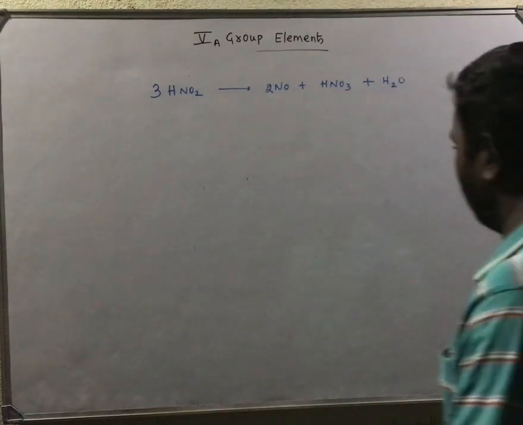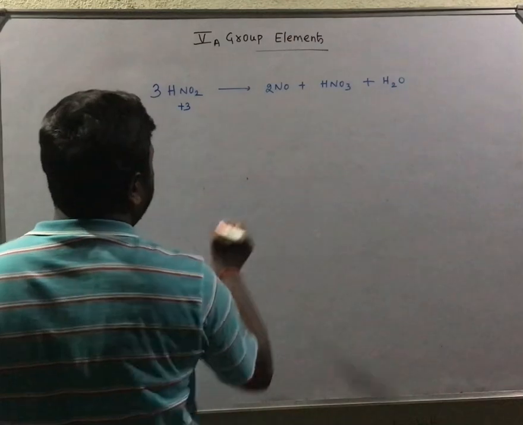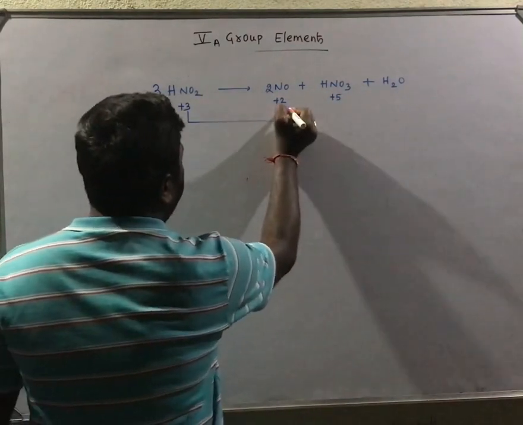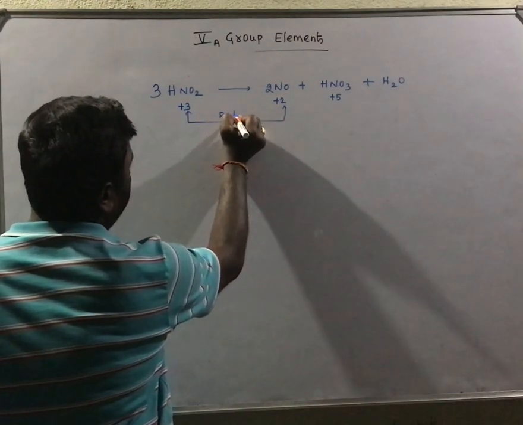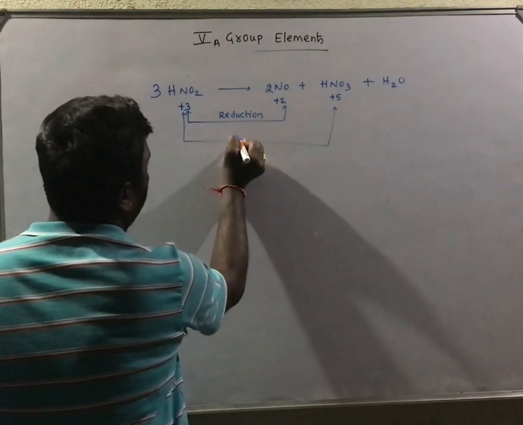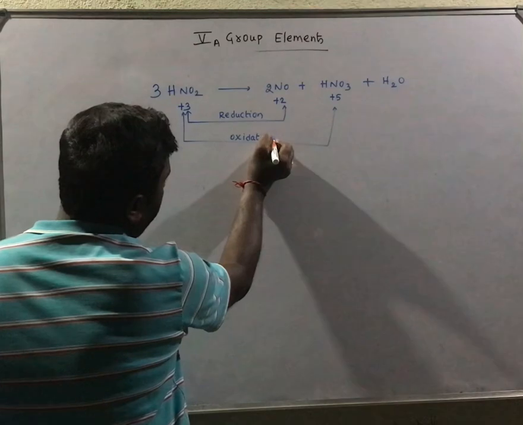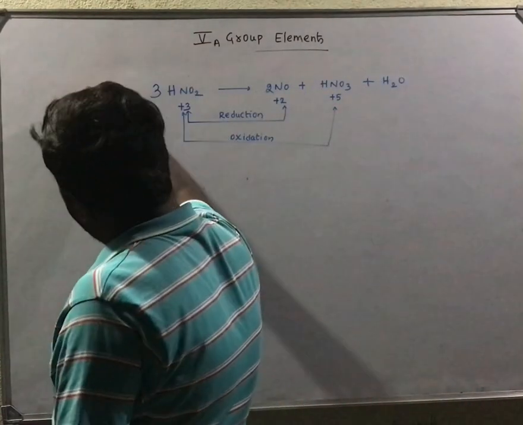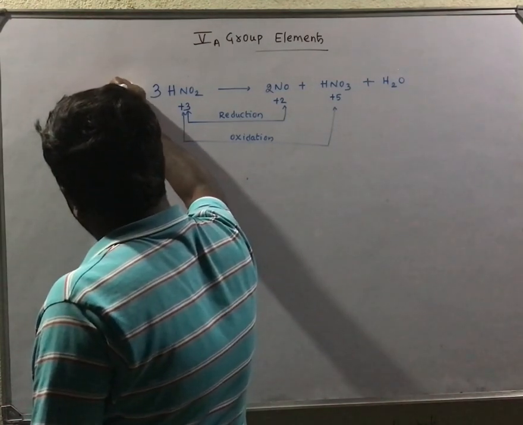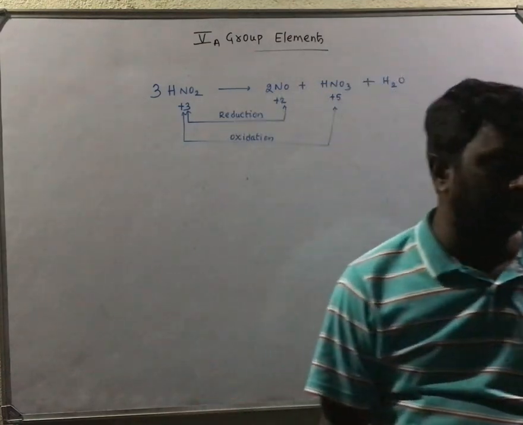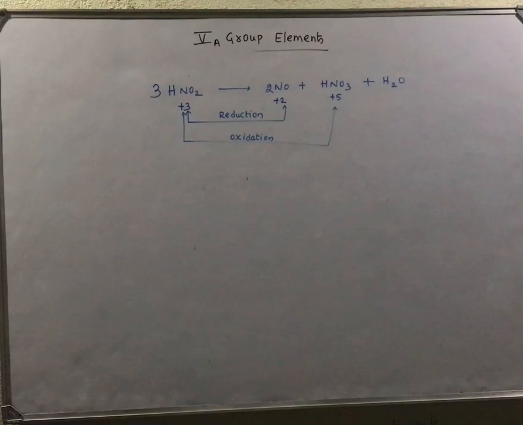So here nitrogen oxidation state is plus 3. Here nitrogen oxidation state plus 2. This is plus 5. Here 3 is converted to 2. That means this is reduction. After that 3 is converted to 5. This one is called oxidation. In a reaction, the same element undergoes both oxidation and reduction. Such type of reactions are called disproportionation. What is the meaning of disproportionation? Means same element undergoes oxidation and reduction. Okay?